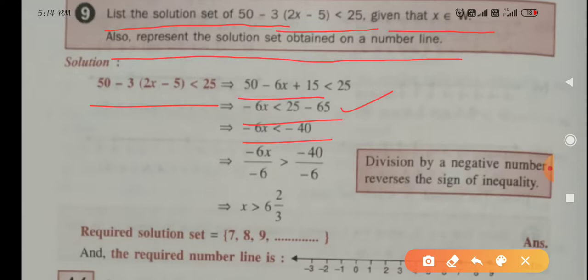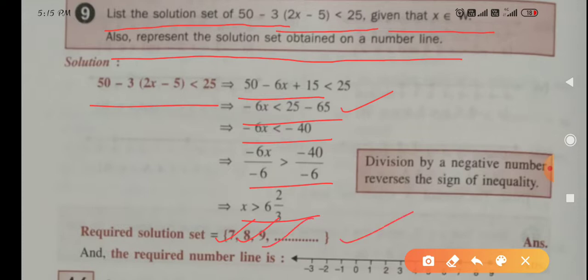Then now you are dividing both sides by -6. So the inequality sign will change. In the last video I told you, if you divide or multiply by a negative number, then the inequality sign changes. So here x is greater than 6 whole 2/3. Now you have to write the whole numbers which are greater than 6 whole 2/3. 6 whole 2/3 you can say 6.666 like this. So the numbers which are greater than 6.6 you have to write. So greater than 6.6, 7 will be there, 8 will be there, 9 will be there, and so on.